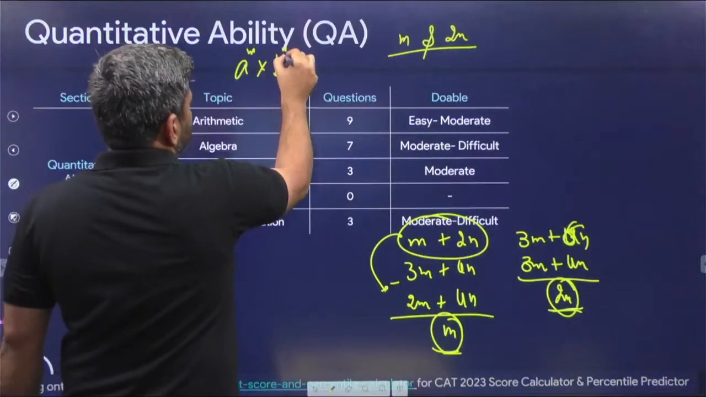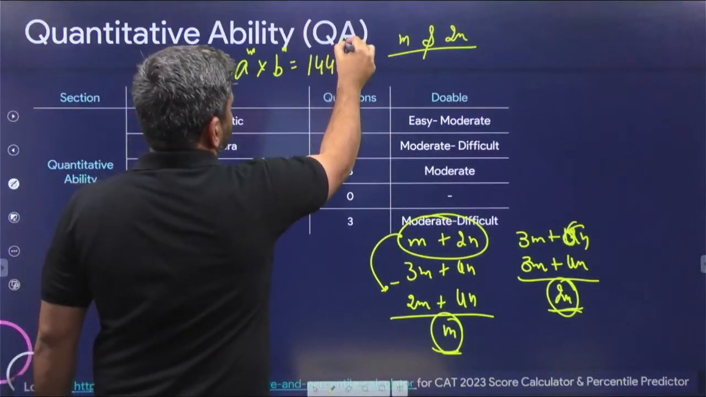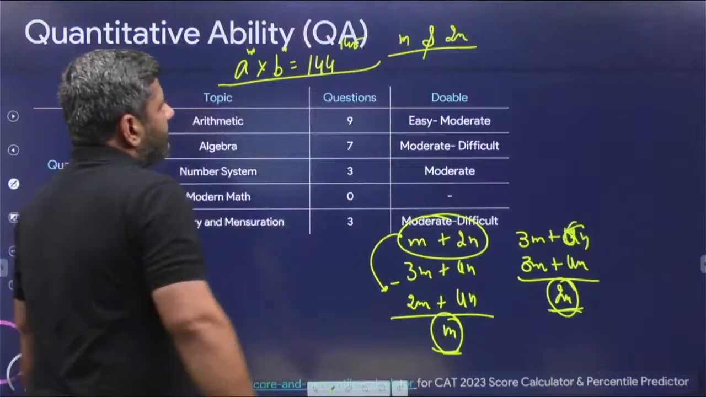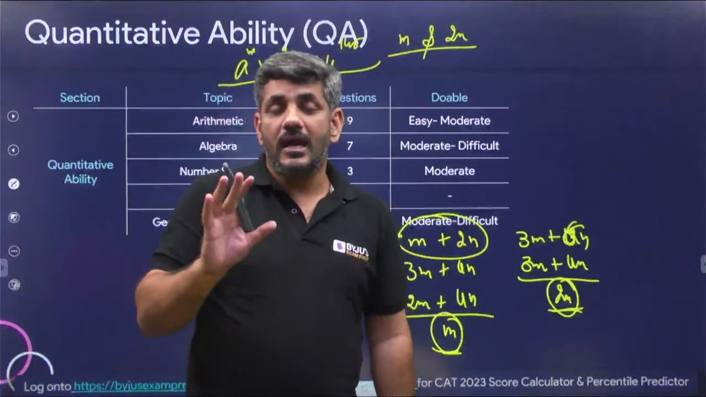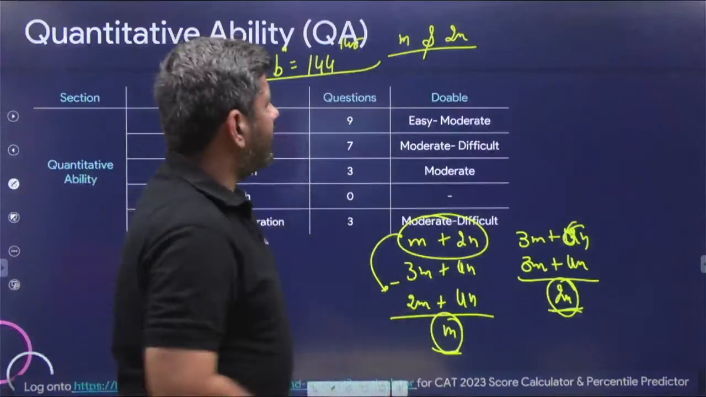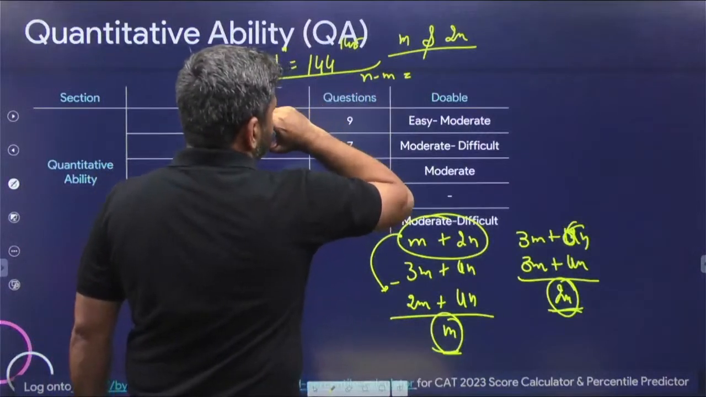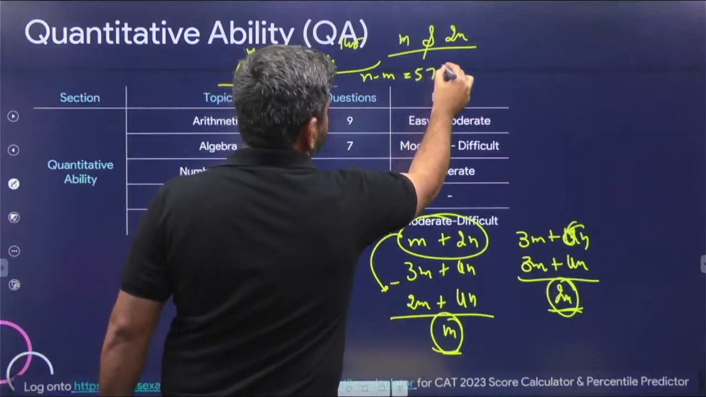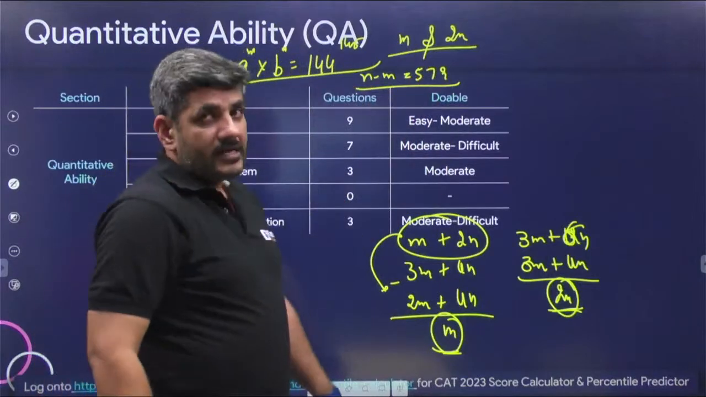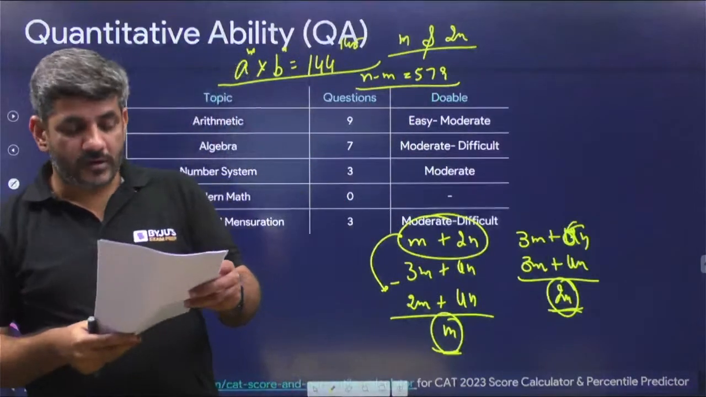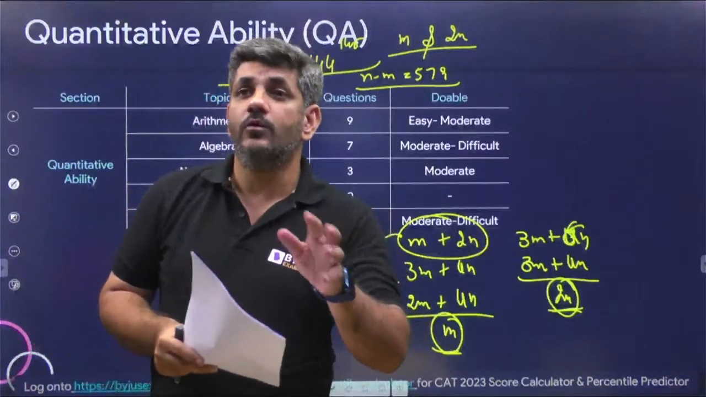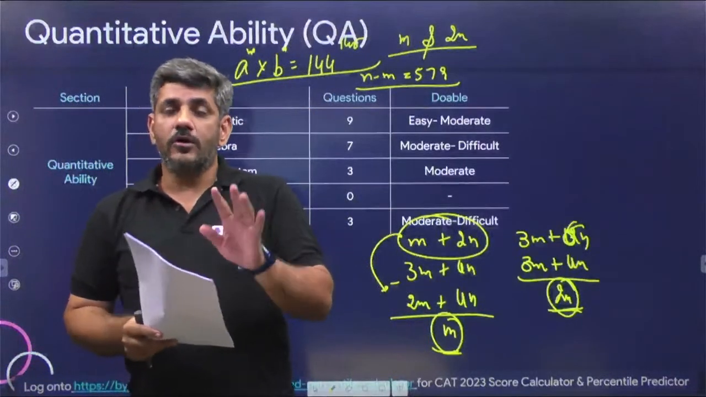What next? There was a question which was talking about this: a to the power m into b to the power n is equal to 144 to the power 145, and a, b, m, n are natural numbers. What is the largest possible value of n minus m? The largest possible value of n minus m that I got was 579. I repeat, I want this from you as well. I want to confirm it.